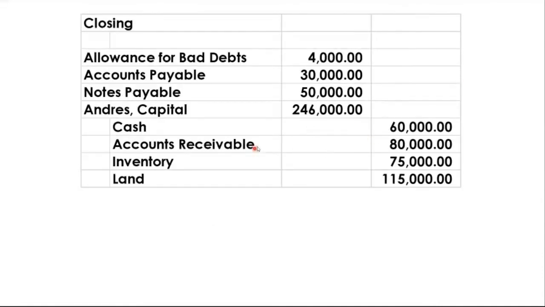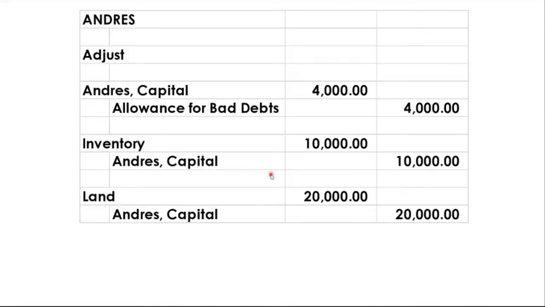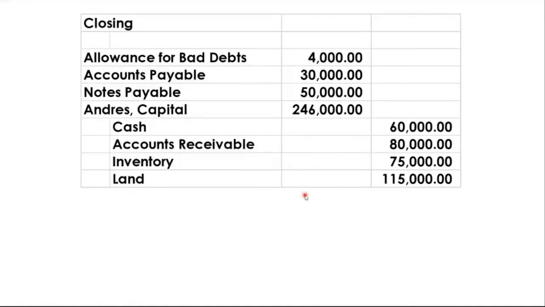So what will happen? The balances of cash and receivable will not change. The inventory and the land of Andres will be modified based on the adjusting entries provided here. So the inventory will increase as well as the land. We're also going to debit the allowance for bad debts because this is the closing entries. Accounts payable and notes payable will not change, giving us Andres capital of 246,000.